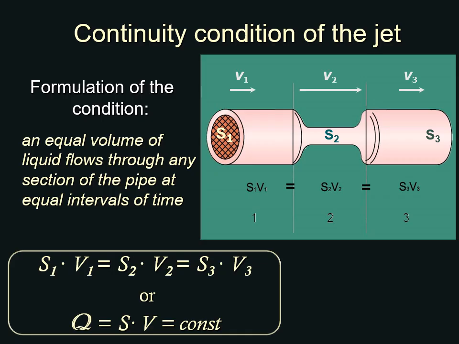So, the very condition of continuity of the flow, I repeat, is that at equal intervals of time, an equal volume of liquid flows through any section of the pipe. That is, the conditions are met for continuity, to preserve the continuity of the flow, that is, the flow without the formation of a cavity.